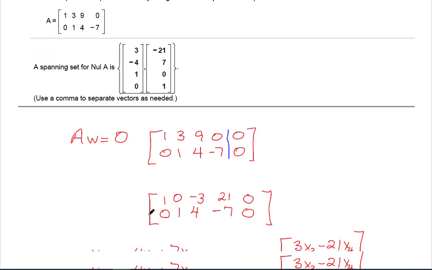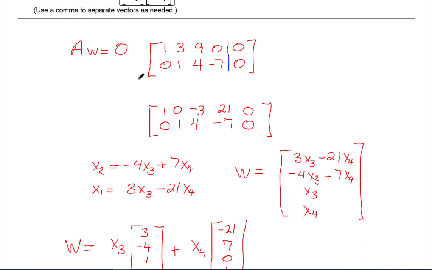We do our row operations, which are pretty easy. All I have to do is use this 1 to make a 0. So at that point, what do I see? I see x2 is minus 4, x3 plus 7x4. And I do the same thing to find x1. So that characterizes for me all of the w's where A times W is 0.